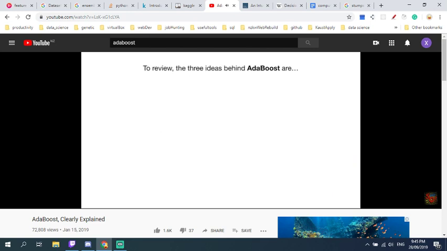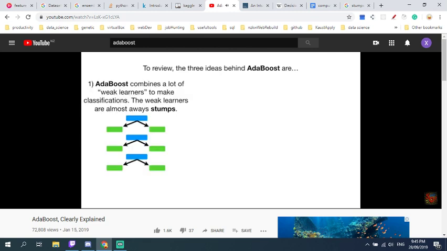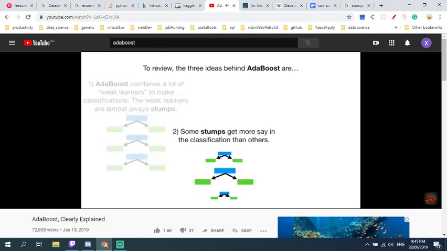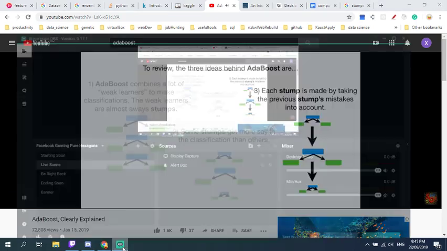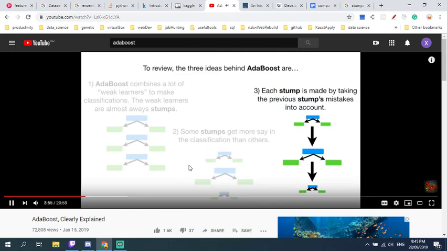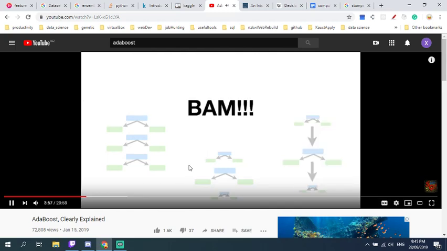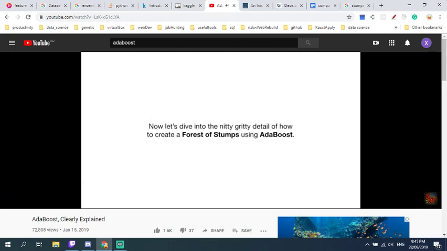To review, the three ideas behind AdaBoost are: 1. AdaBoost combines a lot of weak learners to make classifications. The weak learners are almost always stumps. 2. Some stumps get more say in the classification than others. 3. Each stump is made by taking the previous stump's mistakes into account. Bam! Now let's dive into the nitty-gritty detail of how to create a forest of stumps using AdaBoost.